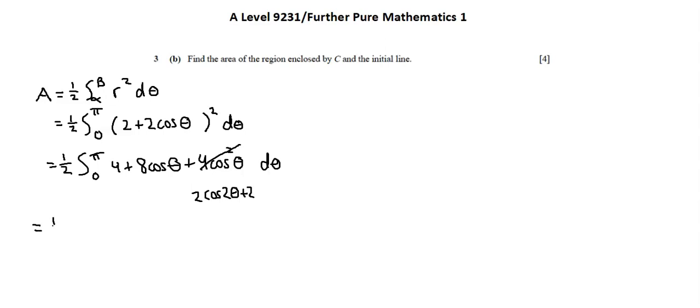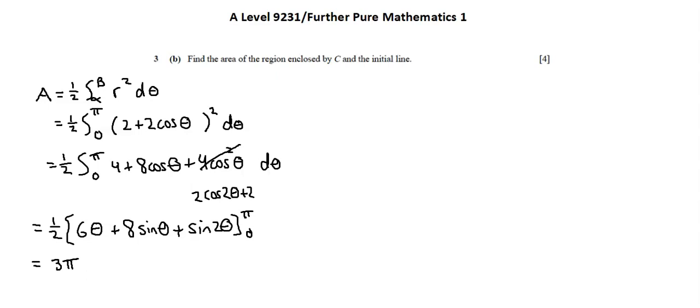I'll perform my integration to get to 1/2 times 6 theta plus 8 sine theta plus sine 2 theta from 0 to pi. And here, completing the inputs of pi and 0, subtracting the two results and remembering to multiply by 1/2, I arrive at the value of 3 pi. This completes the requirements for B.